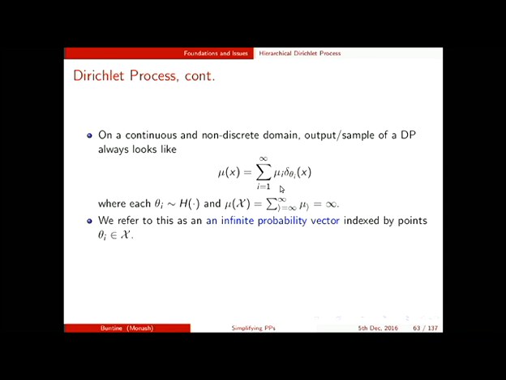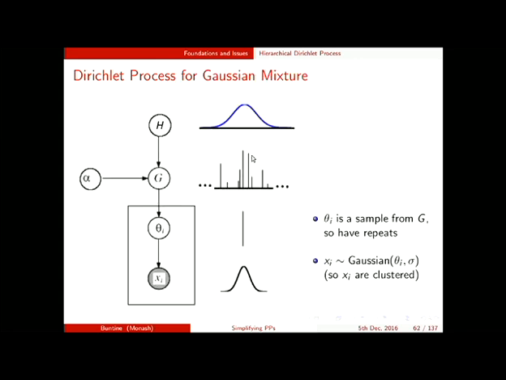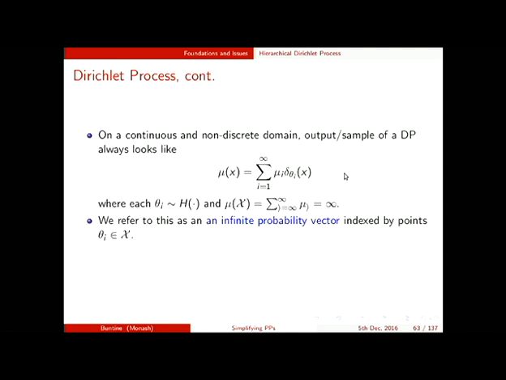So this is what the output of a Dirichlet process looks like. It's a distribution on X. This is the distribution on X. It's a Gaussian. This is a distribution on X, but it's only finite at a finite number of points. And there it is in mathematical terms. It's finite at those points theta i, and the value you get at each point is mu i. And it's a probability distribution, which means the sum of the mu i's is 1.